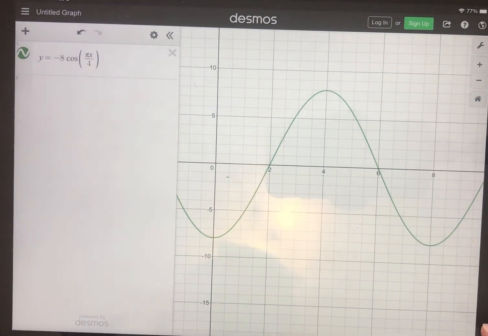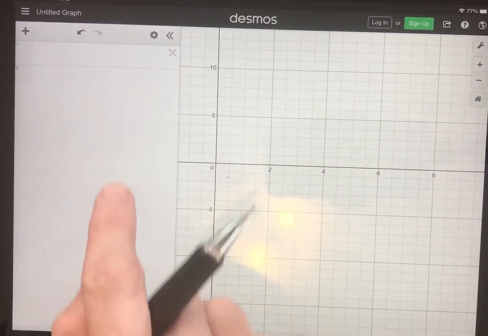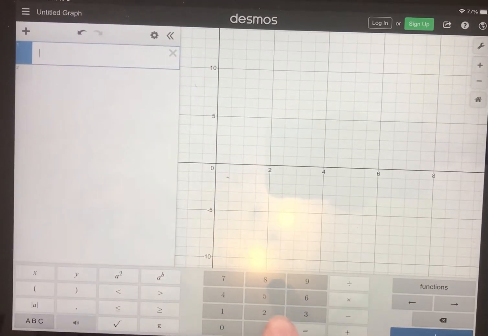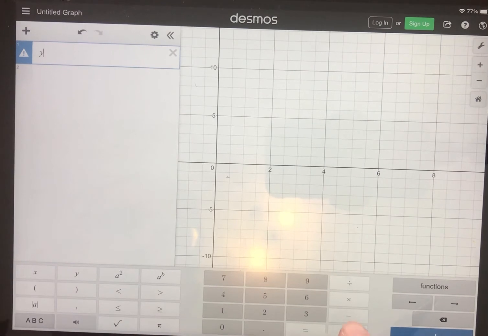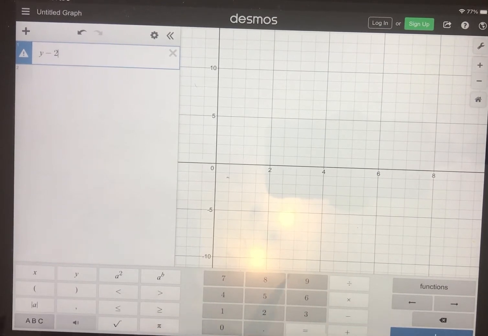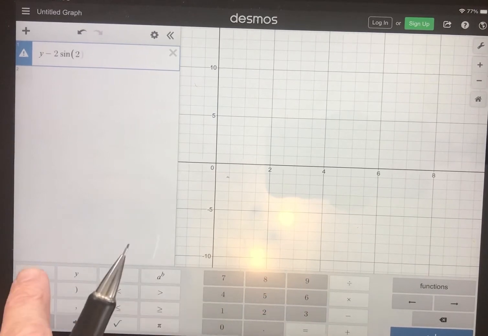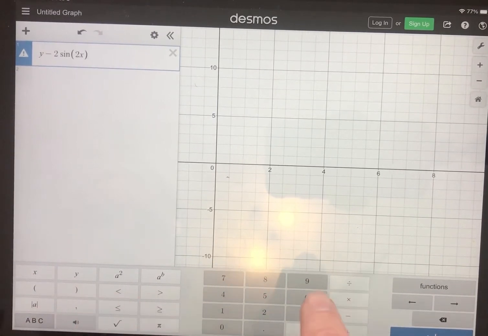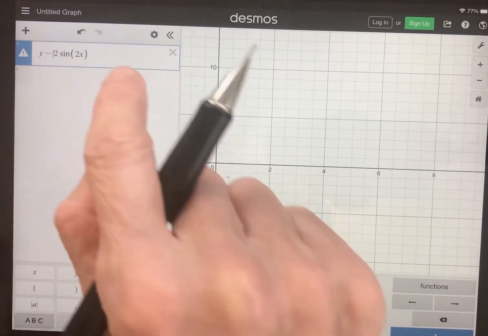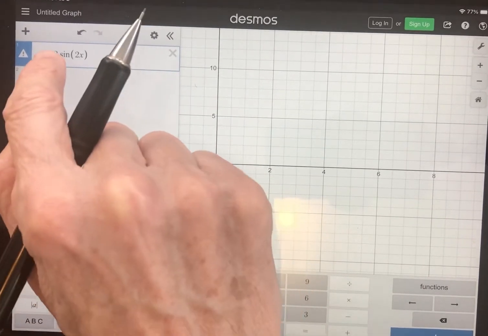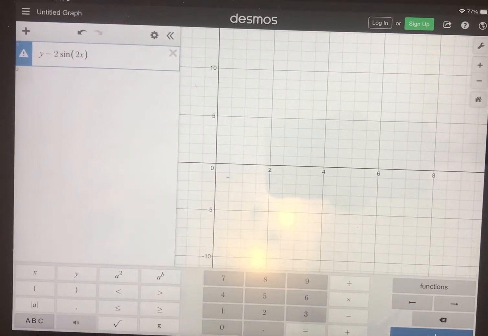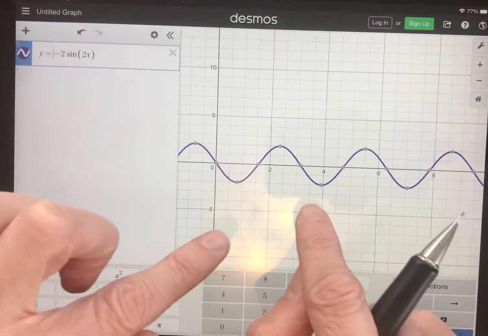All right, let's go out of this one. And let's see. So the equation I found, -2 times the sine of 2x. Oh, I forgot to put an equal sign in there. I wonder why I wasn't getting a graph. There we go. Here it is.